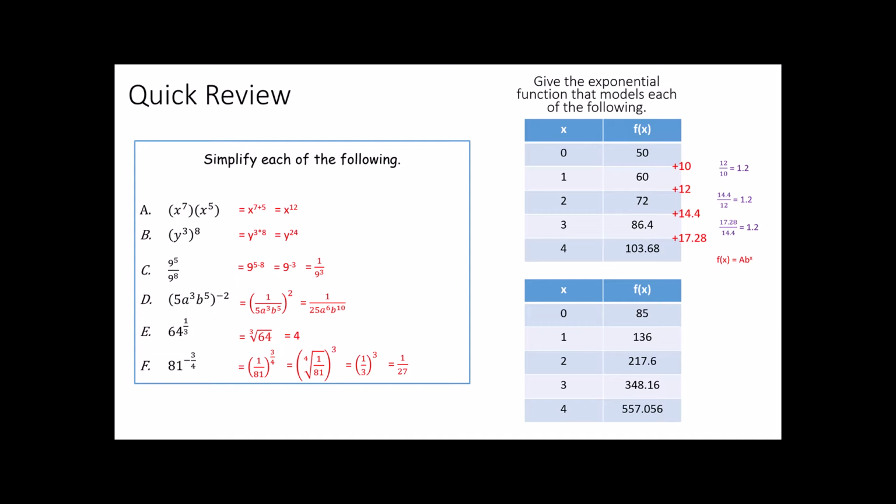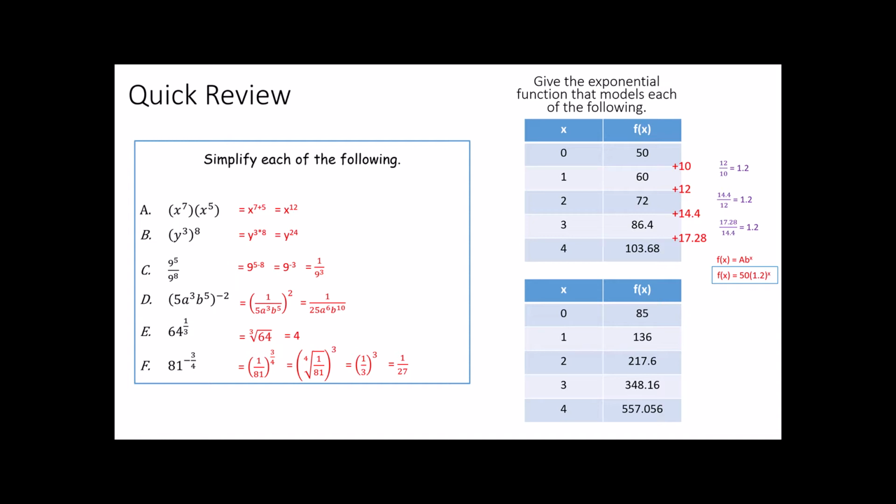The pattern for an exponential function says you have a starting value and you multiply by the same number over and over again. Well, in this case, my starting value was 50, and I'm multiplying by 1.2 repeatedly, which means my function is this: 50 times 1.2 to the x.